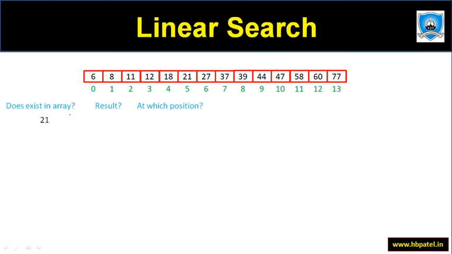Now if I want to look for a specific element, for example 21, I search and find 21. Yes, so we found 21. At what place? At number 5. If I look for 41 and keep on searching, I will not find 41. So 41 is not there.